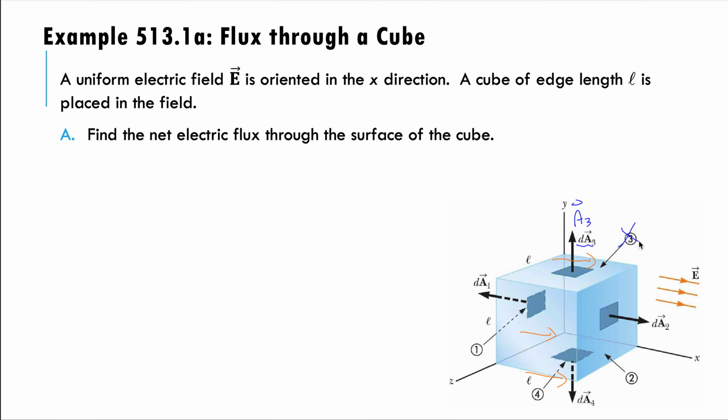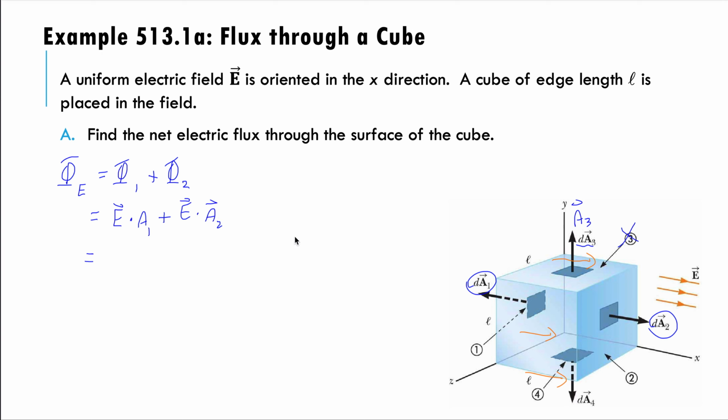So that means that we only have electric flux through this area 1 over here and the area 2 on the right. So to find the net electric flux, we're going to find a flux through area 1 and a flux through area 2. Because the electric field is already perpendicular to the surface, that's going to really simplify things when we write the dot product E dot A1, plus E dot A2 here.